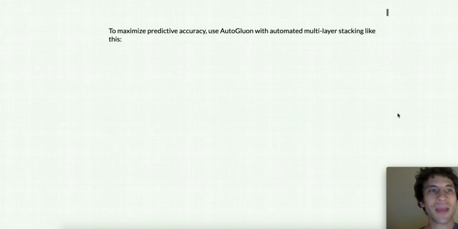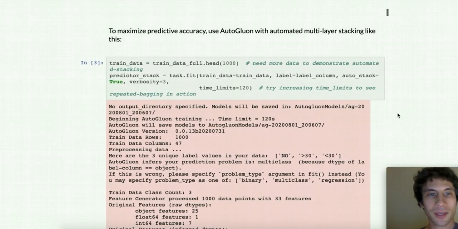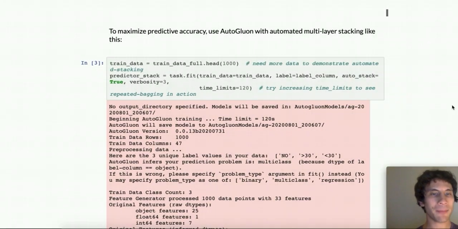So to maximize predictive accuracy on your tabular datasets, we recommend you run AutoGluon with automated multi-layer stacking like this. The only change here is that we've specified this auto stack argument, and it will automatically choose the right number of stacking layers and number of bagging folds and repeats for your data. Well, the repeats will just be chosen based on however much time you've specified. So let's see what happened during fit, noting that here we called it with an intermediate verbosity value to print out some more information during training.